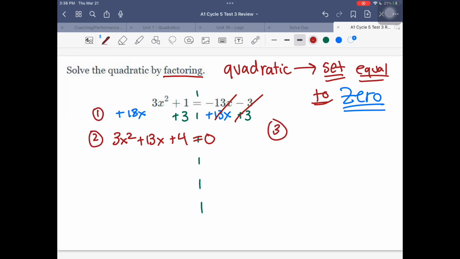Let's go ahead and do our x games. Remember, I'm going to put it off to the side. It's a times c, and then b is on the bottom, okay? My a is 3, my b is 13, and my c is 4. So my a times my c would be 3 times 4, which is 12, and my b is 13, okay?